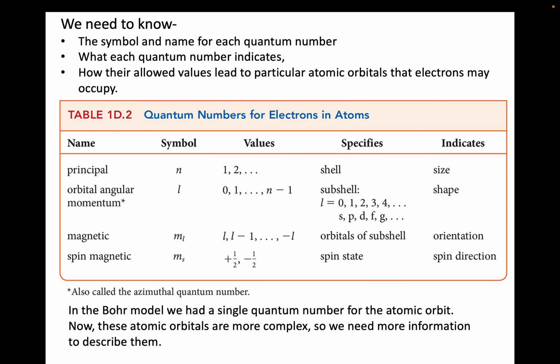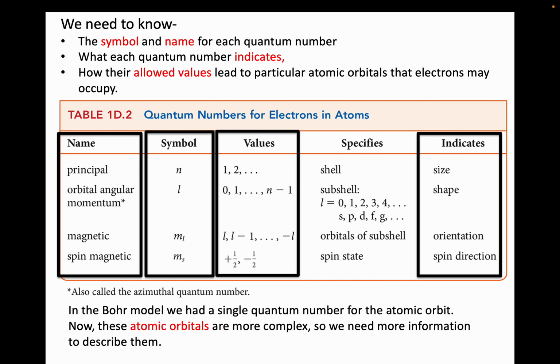This table summarizes information about the different quantum numbers. We want to know the symbol and name for each of the four quantum numbers. We want to know what the quantum number indicates, how their particular allowed values lead to the atomic orbitals that the electron may occupy. So we want to know the names for each of the four, the symbol that goes with them, what the allowed values are, and then also what they indicate.